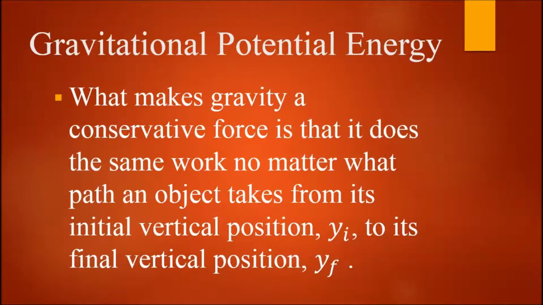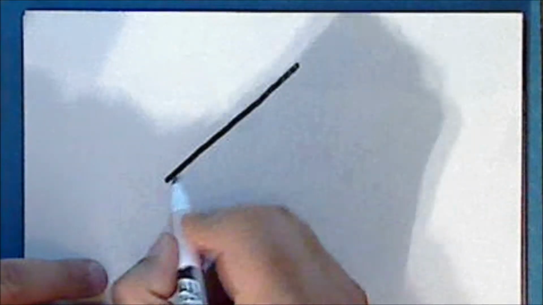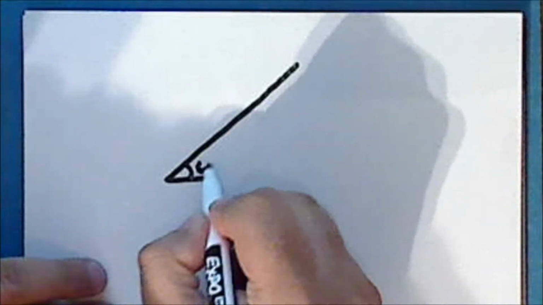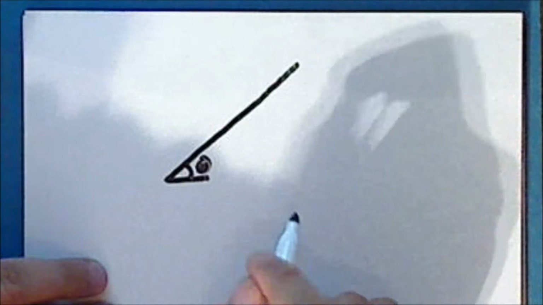Now, what makes gravity a conservative force is that gravity does not care what path an object takes from its initial vertical position to its final vertical position. The work that gravity does for a given delta y is the same regardless of the path taken. So let's consider an object on a frictionless inclined plane that makes an angle theta with respect to the ground.